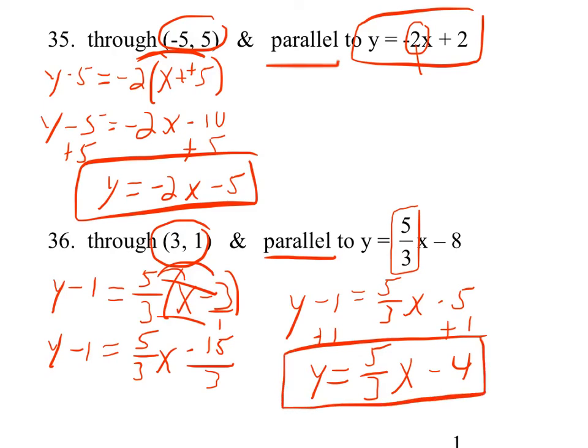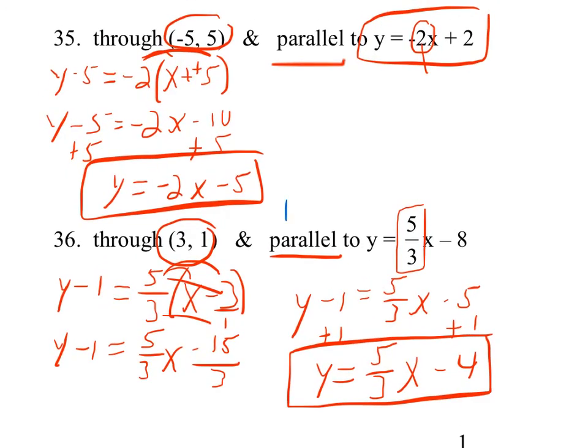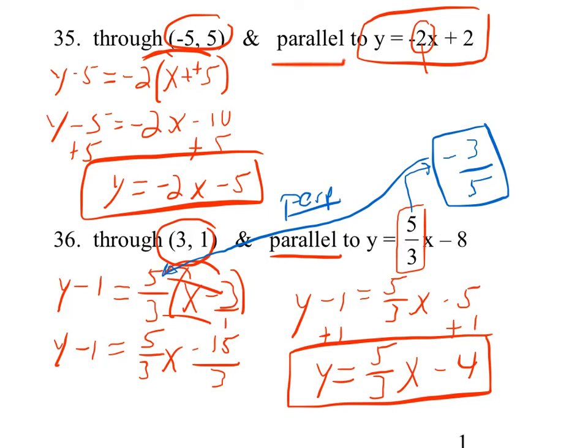And keep in mind, if I were to do perpendicular instead of parallel, then I would have taken this slope and changed it, and I would have done the opposite reciprocal, which means since 5 thirds is positive, I would make it negative. Reciprocal means I would flip it. And I would use this slope instead, and I would plug it in there, but I would do everything else the same. And that's the difference between finding a parallel line and a perpendicular line.